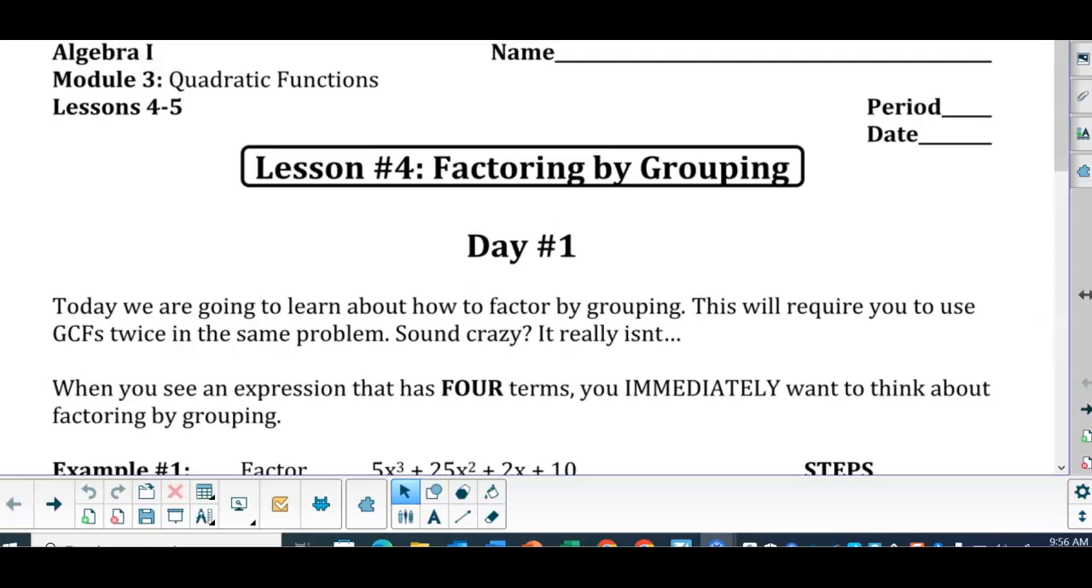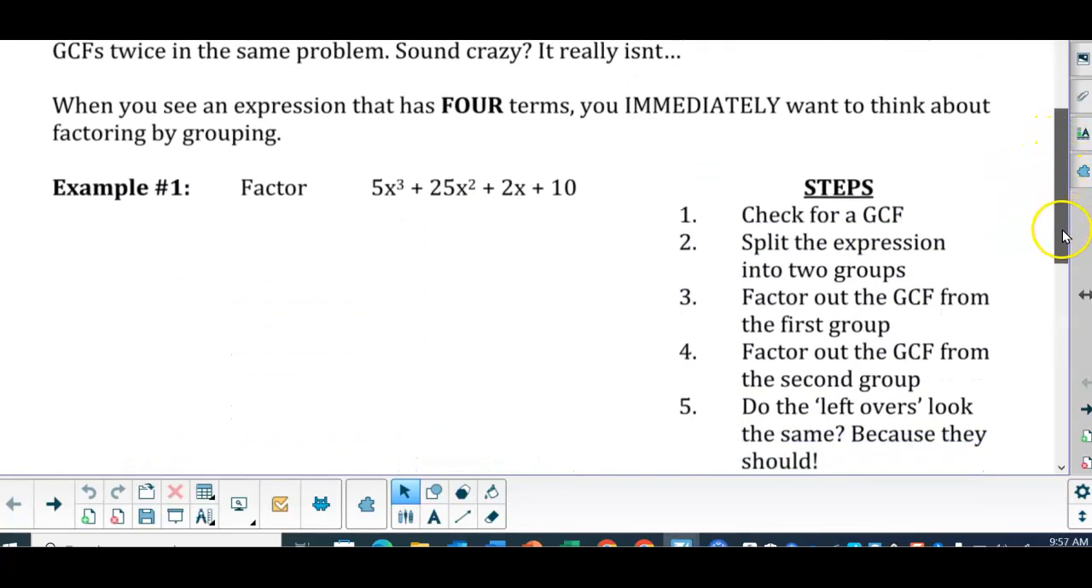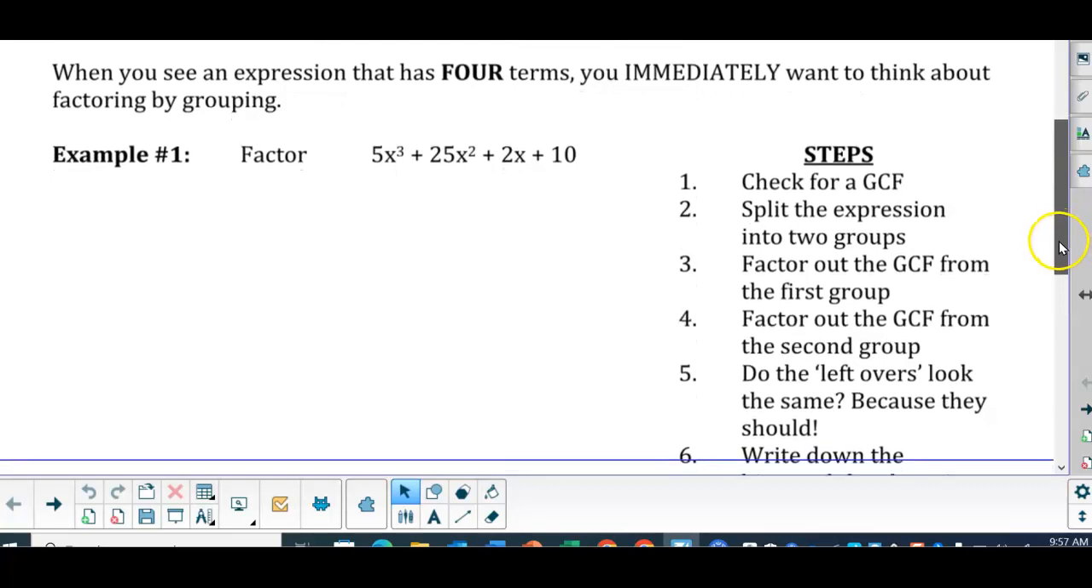Alright guys, we're going to do a real quick lesson on factoring by grouping. We're getting in deeper into factoring. You already learned how to factor monomials and how to factor out GCF. So today, we're going to look at something with 4 terms. So we're going to use the GCF twice.